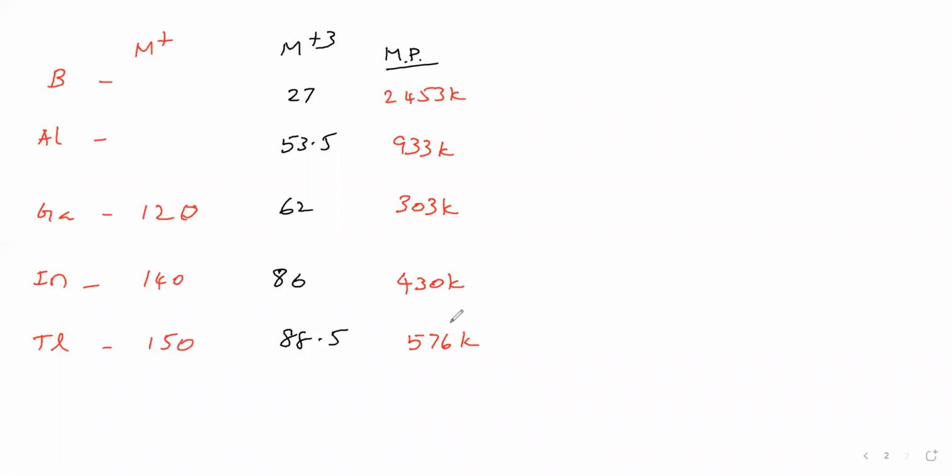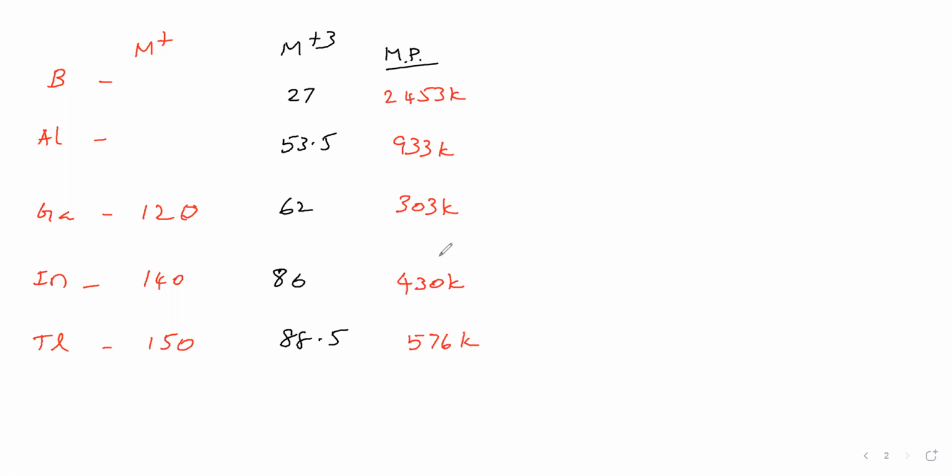Now we will see melting point. Melting point depends on what? Melting point mainly depends on the crystal structure. In the solid state, they have a certain arrangement. Based on that arrangement, the melting point will be there. Now let us see the melting points of these elements.